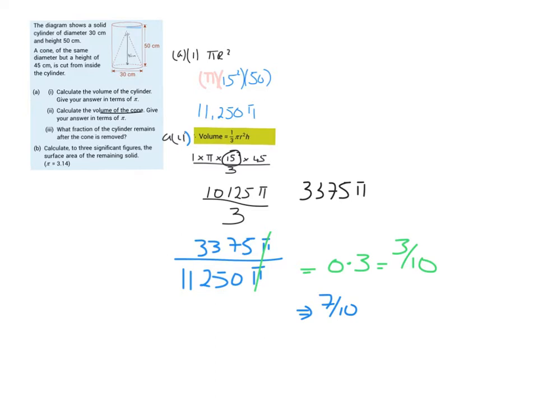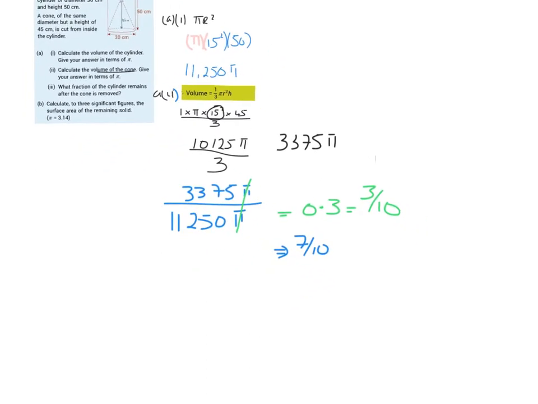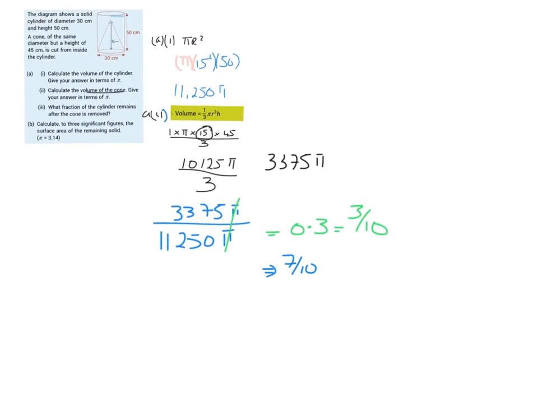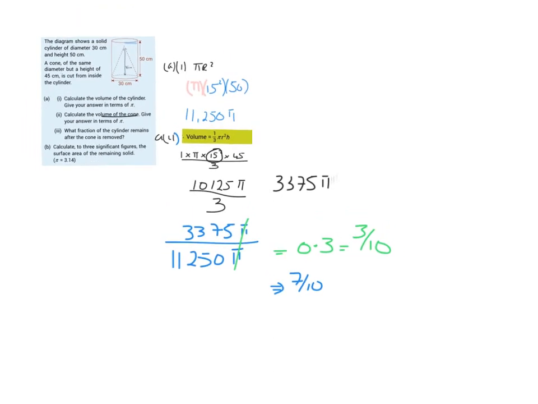Okay, the next part is where I spotted most of the problems, and it is: calculate, to 3 significant figures, the surface area of the remaining solid. So what has happened here? What fraction of the cylinder remains after the cone is removed? We now have a shape with the top of a cylinder, but with this section here cut out. And we want to find the surface area of that. This is not a regular shape and it's very difficult to find the surface area of it.